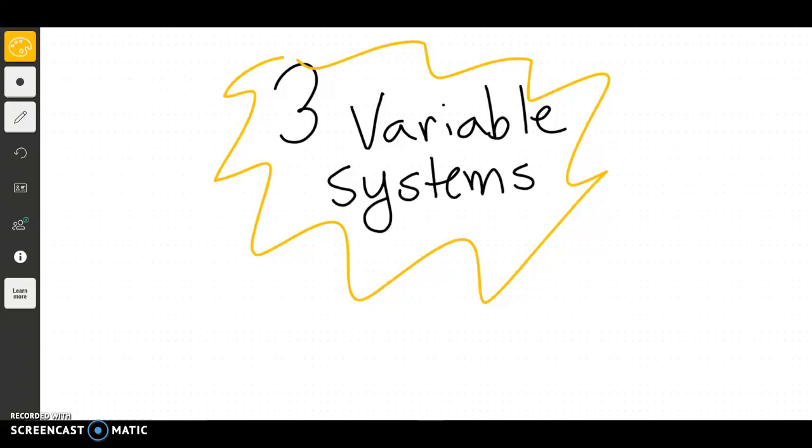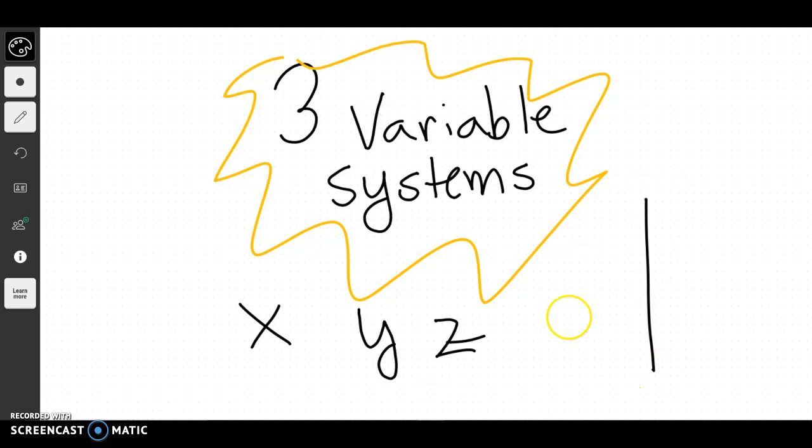Okay, so today we're going to learn about three variable systems. The difference between three variable systems and what you've been doing today and yesterday is that now you're going to have an x, a y, and a z. So really we're thinking about these things in a three-dimensional plane, where this might be your x-axis, this might be your y-axis, and this might be your z-axis. And we're going to have all these different points, and they're going to intersect.